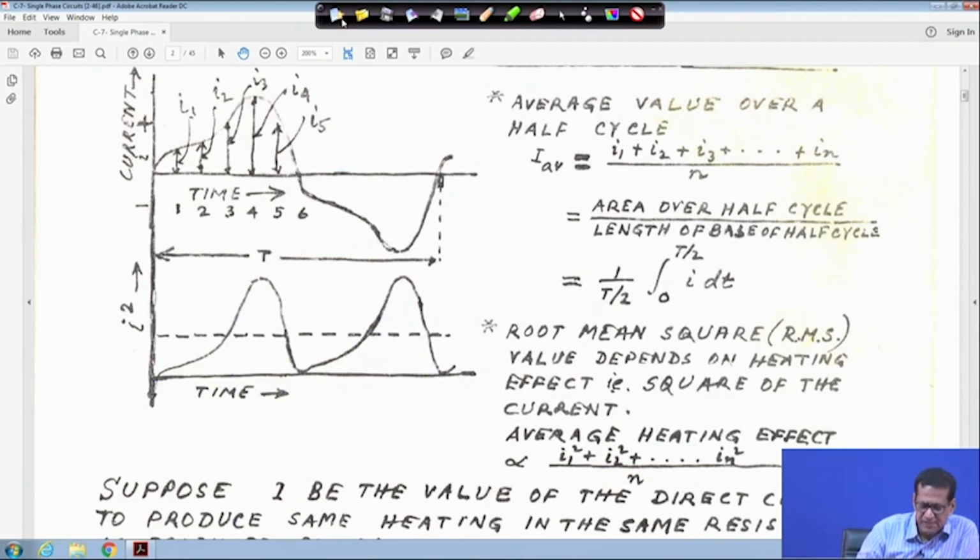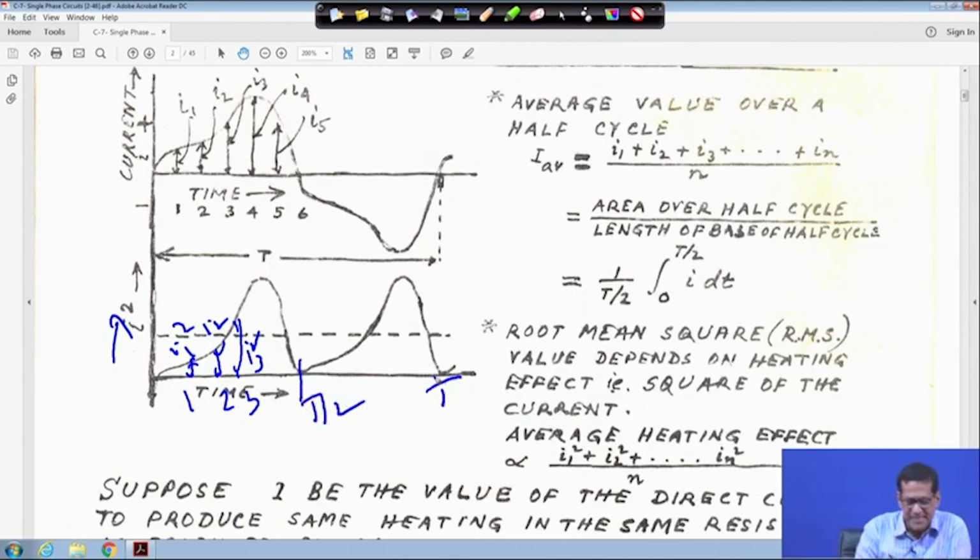So, in this case, similarly, you can calculate I1 square, I2 square, I3 square, like this. Here it is I1, I2, I3, but this is squared because this is square, right. So whatever value we get, this is I1 square, I2 square, I3 square, up to t by 2 and t, right.